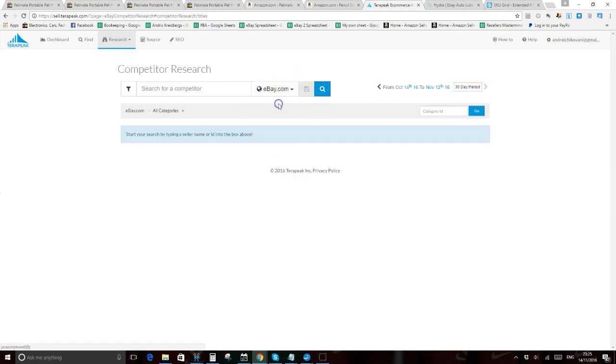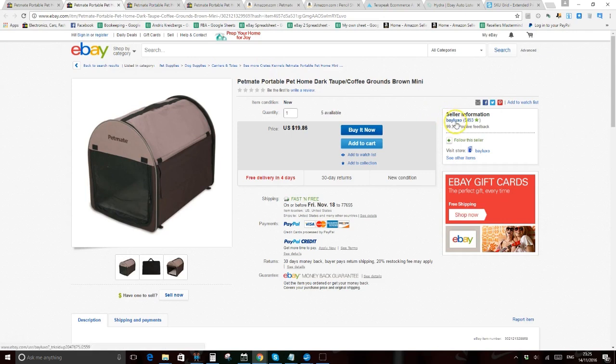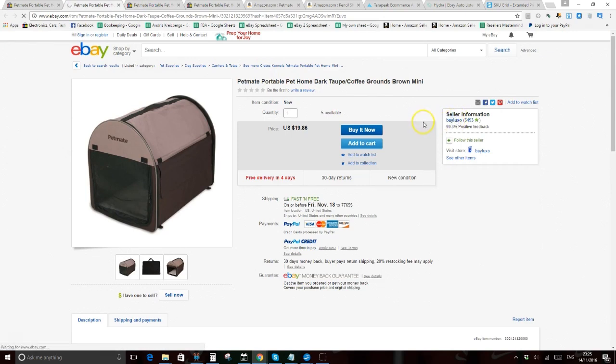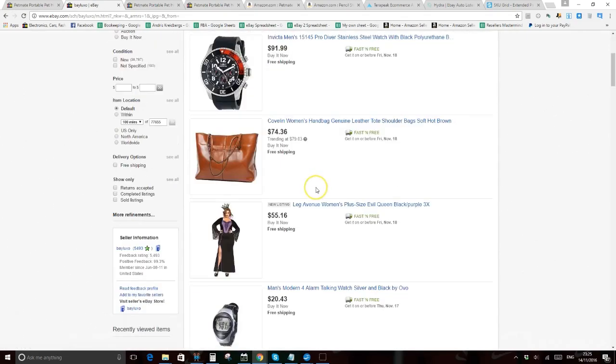So you do ebay.com, because we're doing the American marketplace right now. Let's go back and grab this seller's name here. He's a dropshipper. Why am I grabbing his name? Because I want to see his entire inventory. If you click on his name, you will see that he's got 29,000 products for sale. That's a lot. And look at where they're all coming from. If you click on see all of his items, they're all from Amazon. You can just tell.